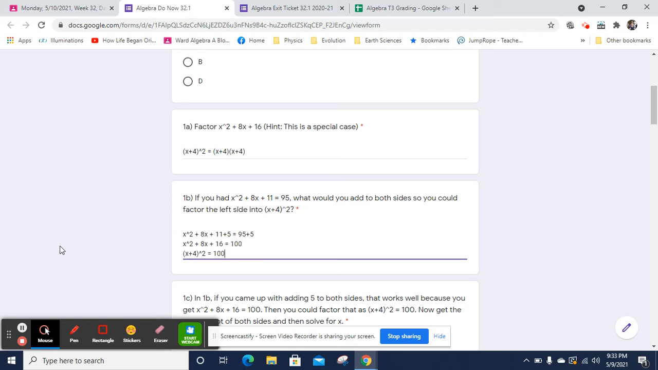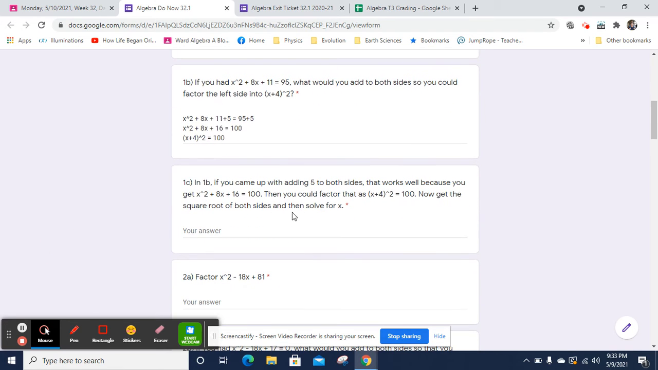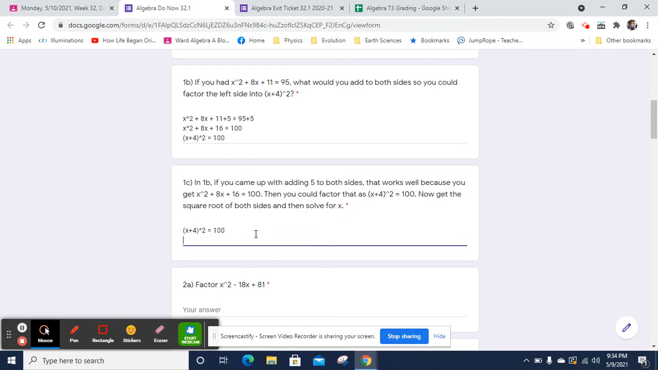In the next one, I kind of lay out for you what you needed to do. So you would add 5 to both sides. Now you've got something that can factor into x plus 4 squared equals 100. We're going to get the square root of both sides of that. When I get the square root of a square, the square root and the square cancel out. I'm just left with x plus 4.